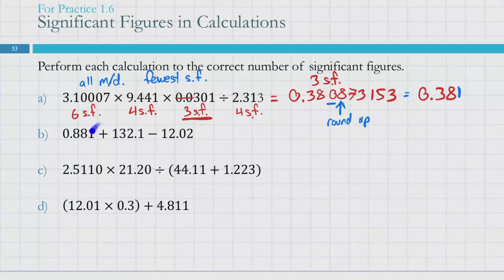All right, our second one, we've got addition and subtraction. We do addition and subtraction at the same time. What's our rule for addition subtraction? Fewest decimal places. So we've got, in our first number, 3 places after the decimal. In our second one, we've got 1 place after the decimal. In our third, we've got 2 places after the decimal. So our final answer should have 1 place after the decimal. That's where we're going to round it.